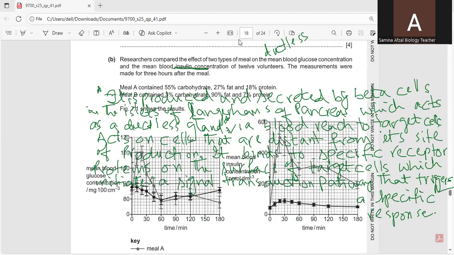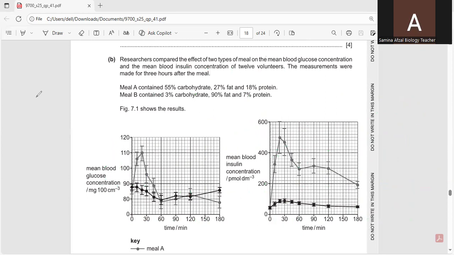And the next question is: researchers compared the effect of two types of meal on the mean blood glucose concentration and the mean blood insulin concentration of 12 volunteers. The measurements were made for 3 hours after the meal. Meal A contains 55% carbohydrates, 27% fat, and 18% protein. Meal B contains 3% carbohydrates, 90% fat, and 7% protein. Figure 7.1 shows the results, and you can see the results in both these graphs.